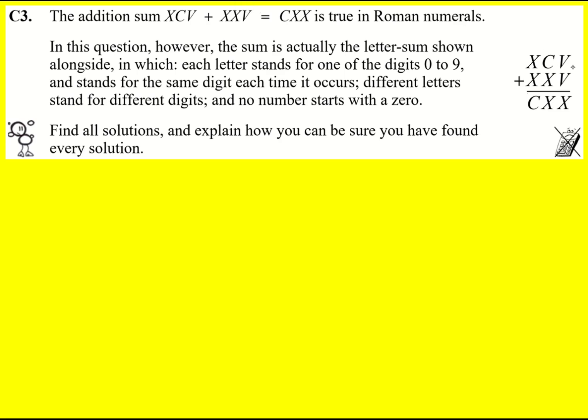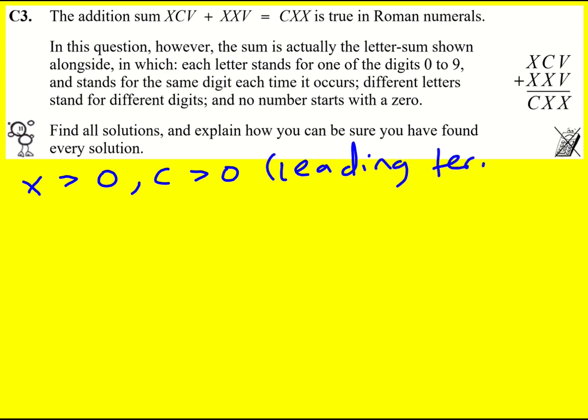All right, we've got a summation here where each letter stands for a different digit, 0 to 9. The first thing we can see is that x must be greater than 0 and c must be greater than 0 since they are leading terms. And then because of this, we've got 2v equal to x, so v is going to be greater than 0 too.